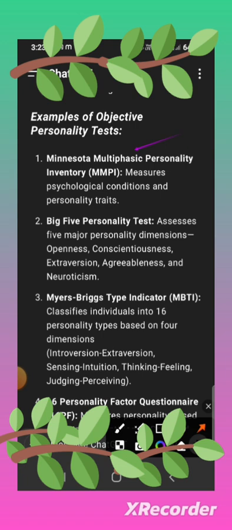The OCEAN model assesses personality based on 5 key dimensions: openness, creativity, curiosity; conscientiousness, responsibility, discipline; extraversion, sociability, enthusiasm; agreeableness, cooperation, empathy; neuroticism, emotional stability, anxiety.